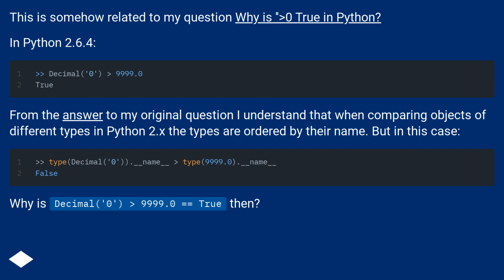From the answer to my original question, I understand that when comparing objects of different types in Python 2.x, the types are ordered by their name. But in this case, why is decimal 0, 9999.0 equals true then?